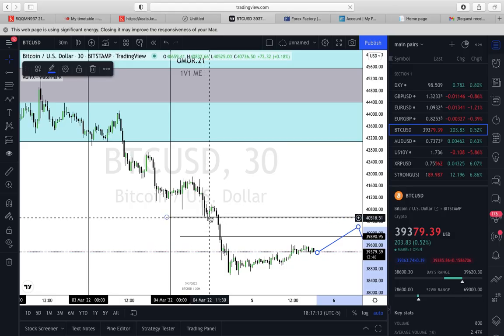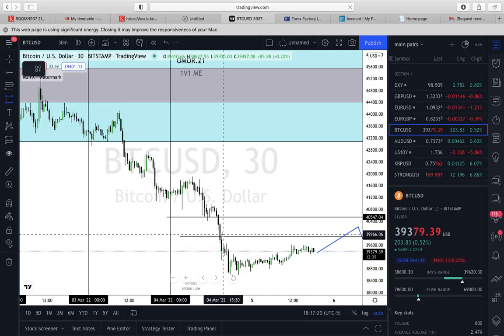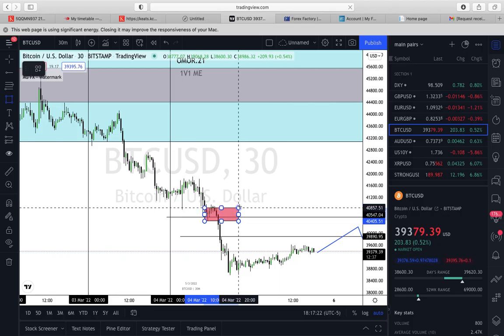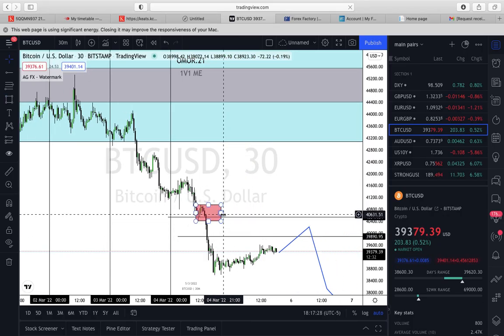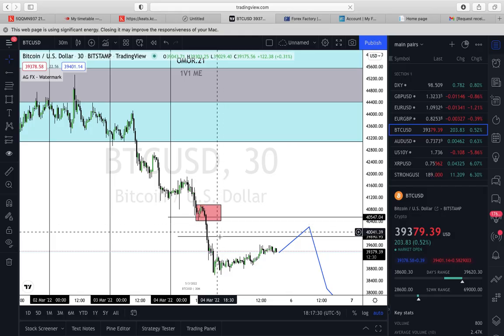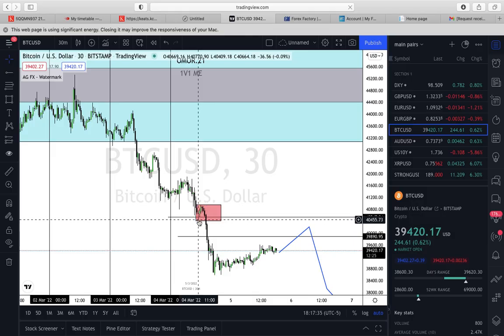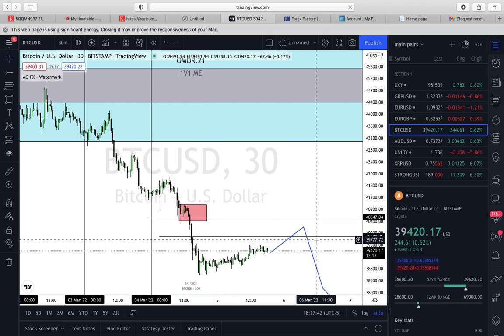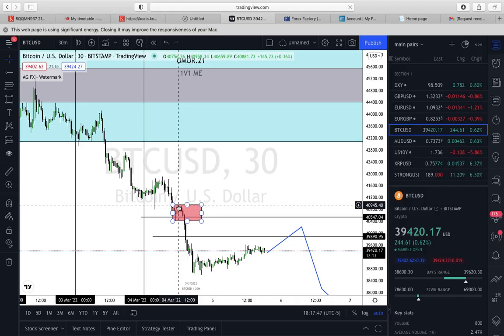From here, this is a mitigation area. I'll just outline that. Yeah, I'll just keep that here. So the low of that comes in at, it's the low of this candle. So 40409, that's the start of the mitigation block. And that's what I'd like to see.